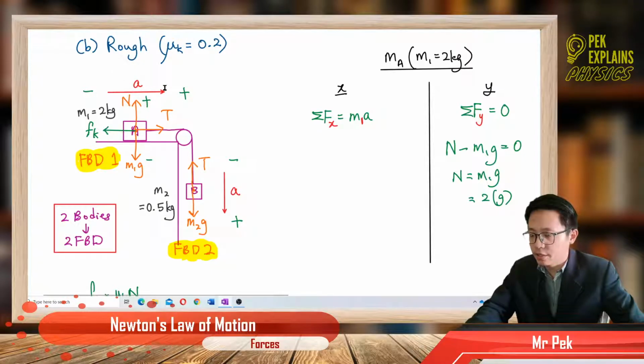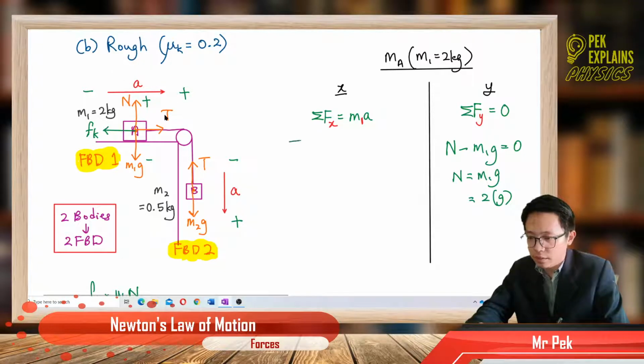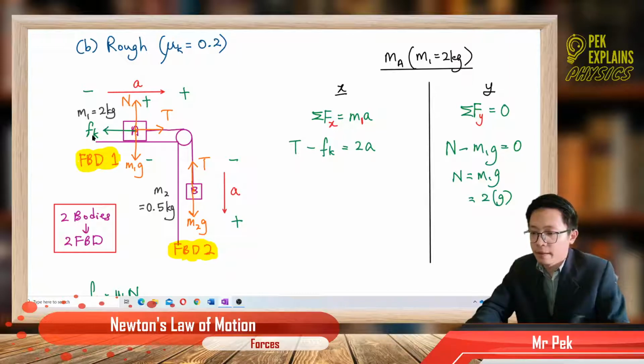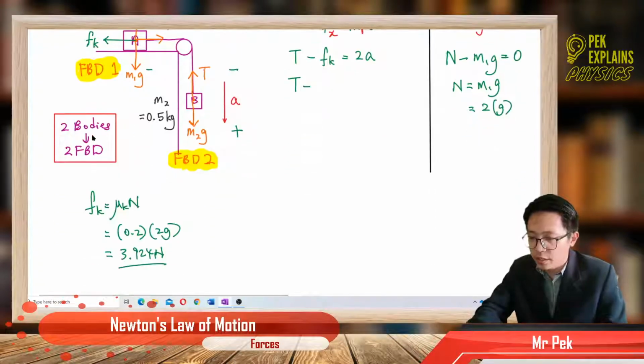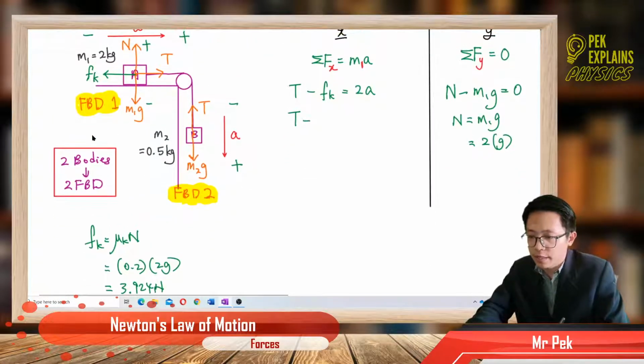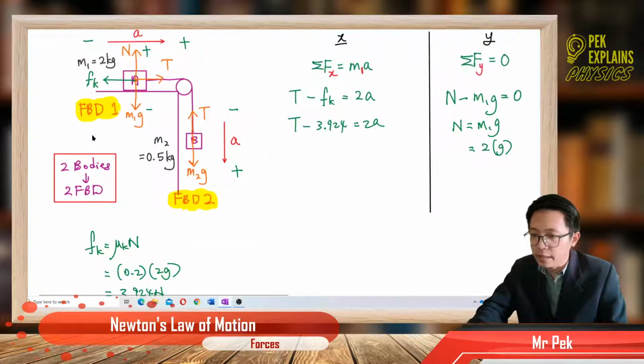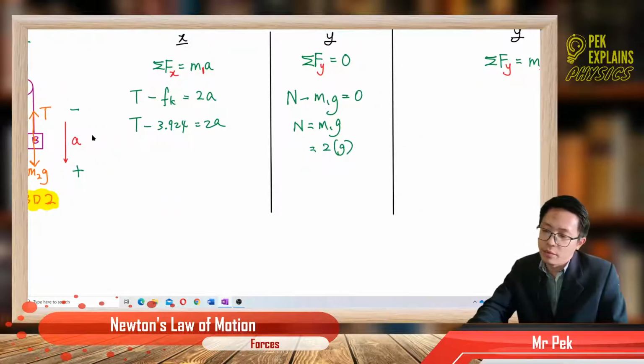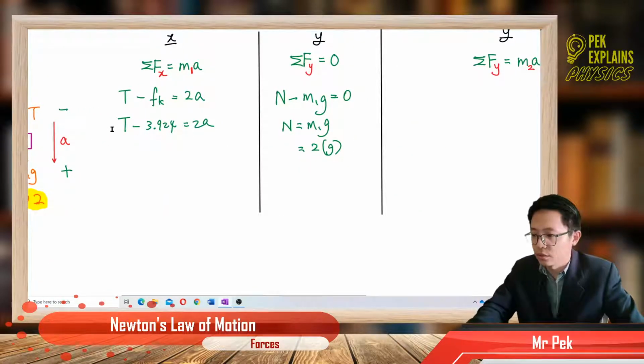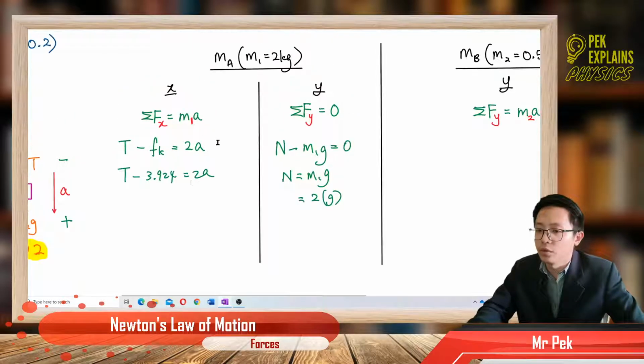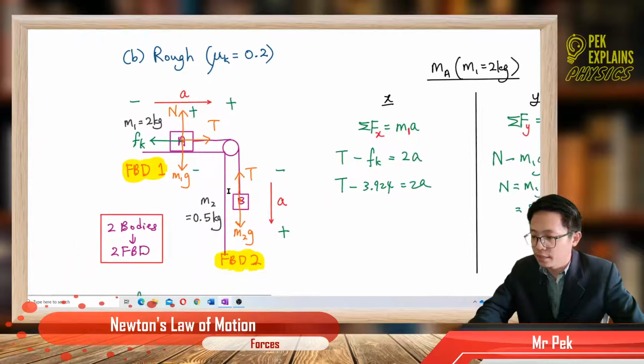So follow acceleration is positive, so tension is positive. And then friction, we have friction to the left. Friction is opposite acceleration, so it's negative. So minus friction. Mass 1 is 2. So friction we got just now, 3.924, just put inside: tension minus 3.924 equals 2a. And then we need to find tension and acceleration, so we can't solve this yet. We need to move on to mass B.